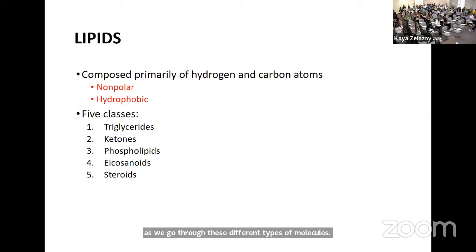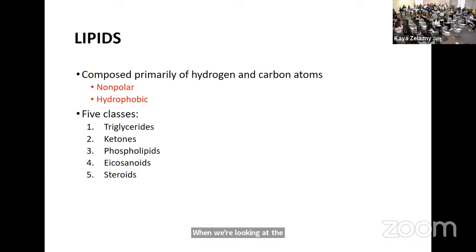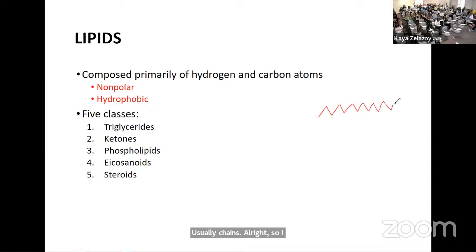As we move forward to our lipids, the way we know we're looking at a lipid is it's going to be pretty much just hydrogen and carbon. When we're looking at the carbohydrates, we have a 1 to 2 to 1 ratio of carbon, hydrogen, and oxygen. Lipids may have an oxygen here and there, but it's almost entirely just these usually chains, right? So I will often just draw a lipid like this. This specifically would be a fatty acid.